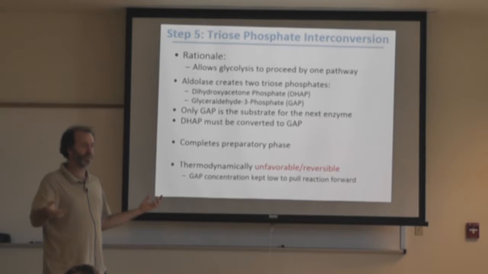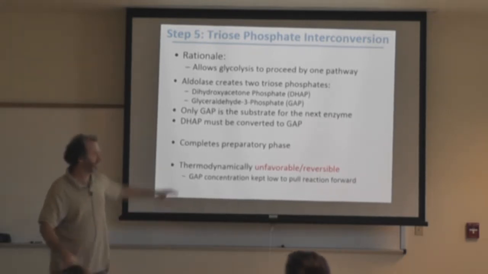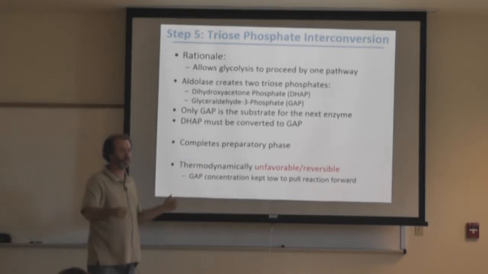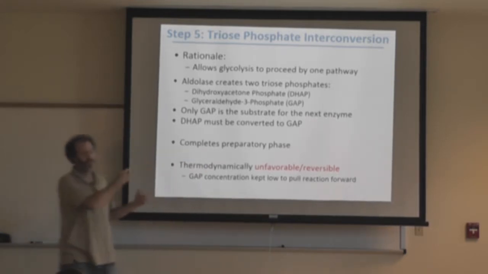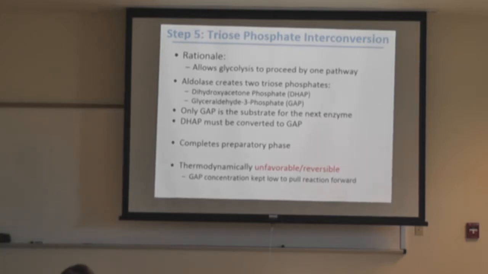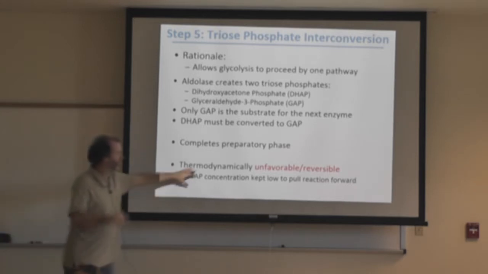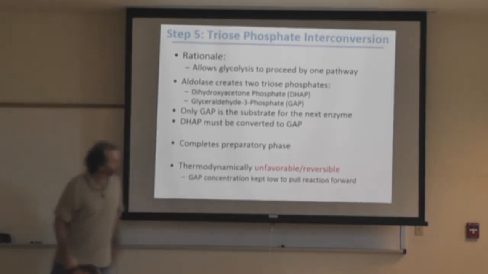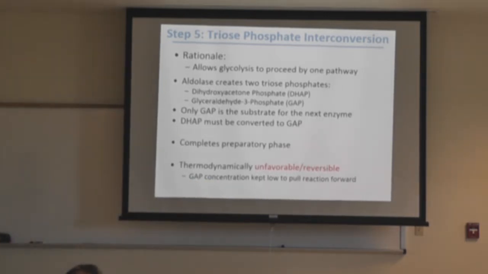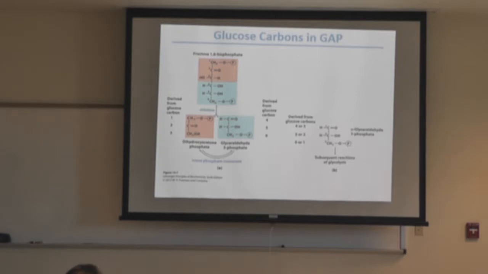If you're burning energy, you'll do glycolysis. The same enzymes are used in gluconeogenesis, so if you're making sugar, it'll run in reverse. It just depends on the concentration of the substrates and products at the time which direction it's going to go. But in glycolysis, the GAP concentration is kept low to pull that reaction forward. So glucose, carbons, and GAP.